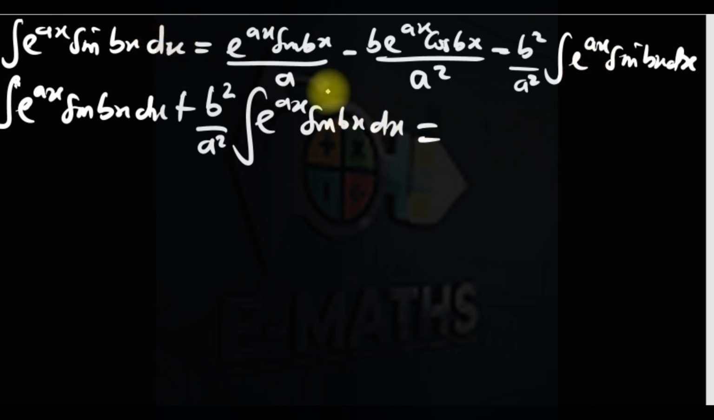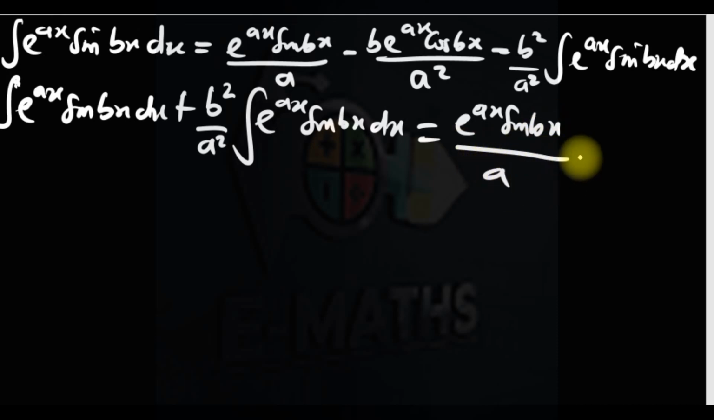So I've moved this to the other side, because if we keep on integrating, it won't end. So I will just make it the subject of formula, like x is equal to something that has x, so you collect like terms. So I'm collecting like terms, so this has moved here to be positive, so we are left with e^(ax) sine bx over a minus b e raised to power ax cos bx over a squared.